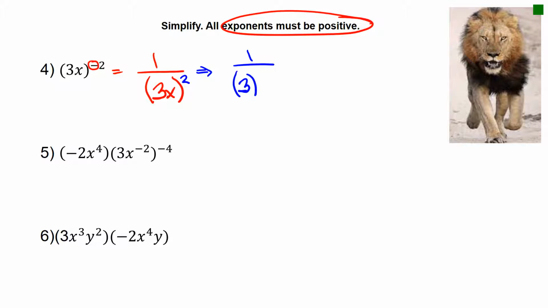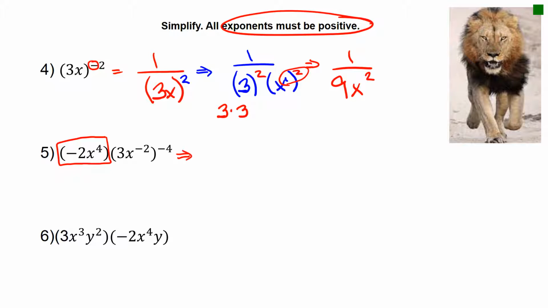We got a creeper outside, so I'm going to give 3 the creeper of 2, and I'm going to give x to the 1st the creeper of 2. Now numbers, you do have to think 3 times 3, and 3 times 3 is 9. On exponents, you can multiply. 1 times 2 is 2. So over here, this first house does not have a creeper. It has a negative, but that's a number. Negative numbers exist. It's negative powers that we have to do something with. So we're going to leave the negative, the 2, and the x to the 4th up on top.